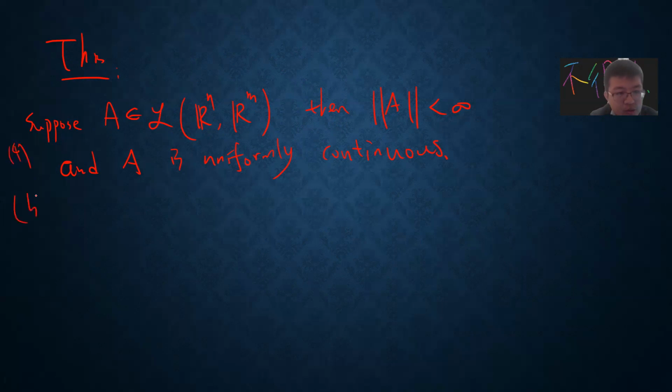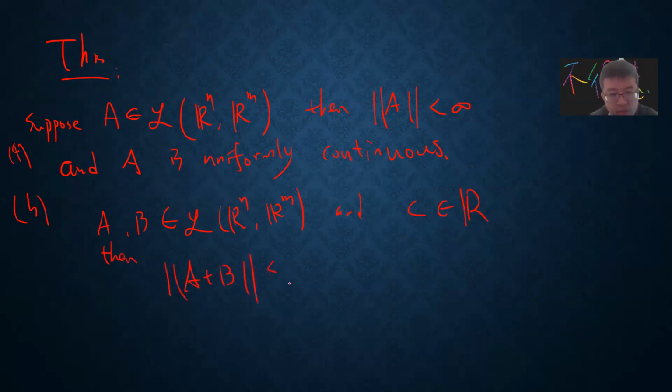Also B. B says that suppose you are given A and B from Rn to Rm, and C is a field. Say C is R. Then you get that the norm of A plus B is less or equal to the norm of A plus the norm of B. And also the norm of CA is defined to be, obviously, C times the norm of A.